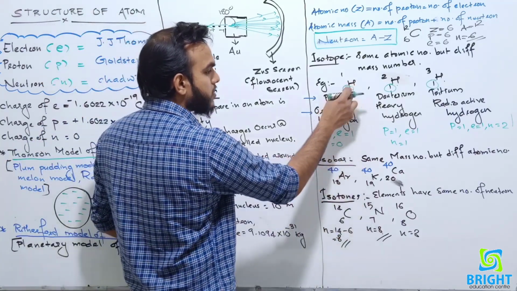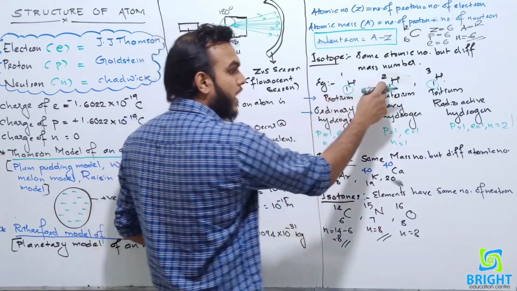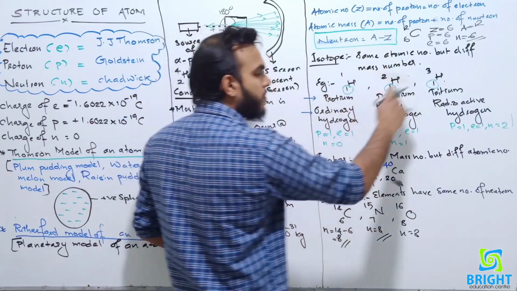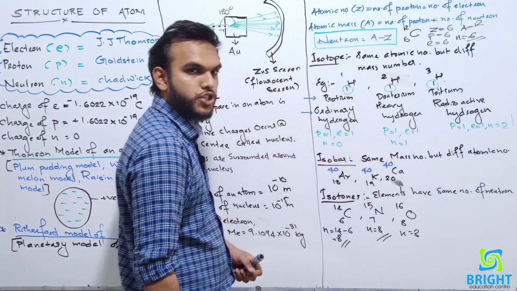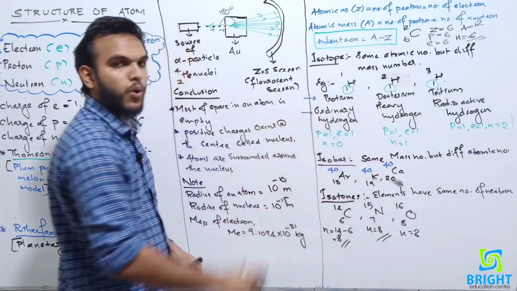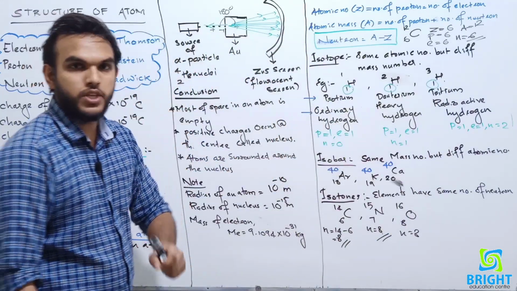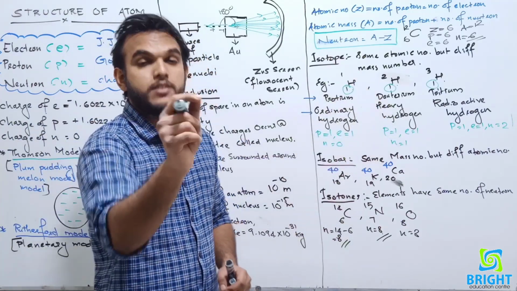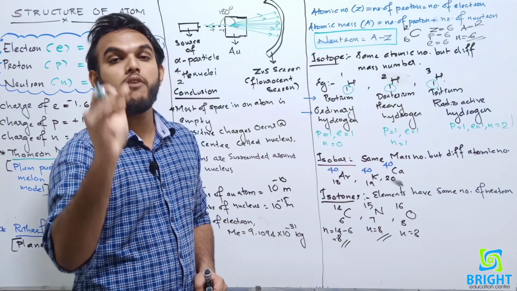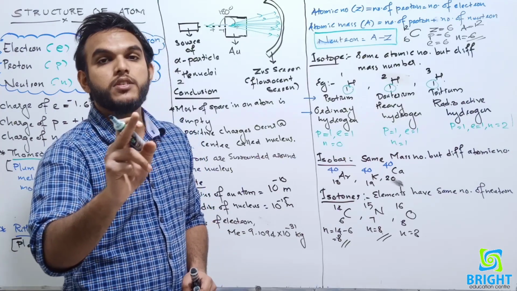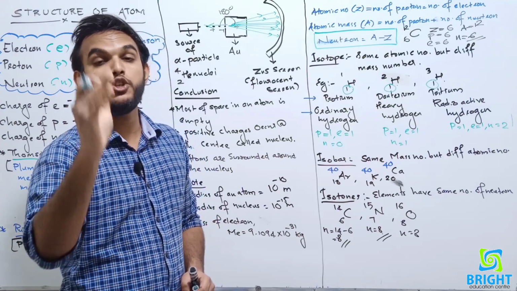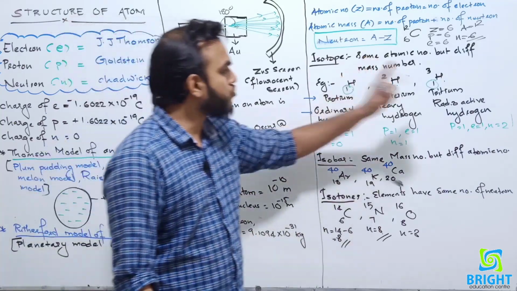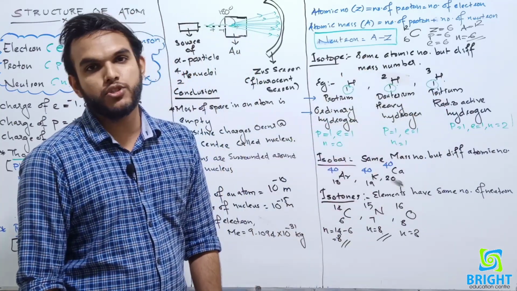For example, H11 is known as protium, H12 is known as deuterium, and H13 is known as tritium. Protium is also known as ordinary hydrogen. Deuterium is also known as heavy hydrogen. This deuterium is used for the preparation of heavy water. This heavy water is used as a moderator and coolant in nuclear reactors. And tritium is known as radioactive hydrogen.